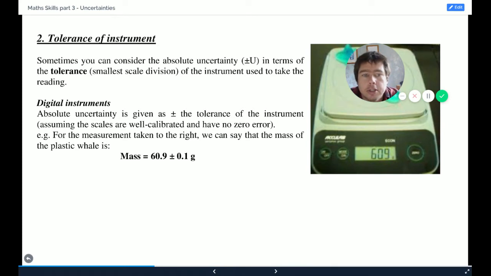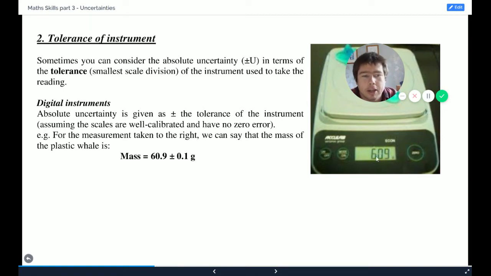With a digital instrument, a balance such as this, the rule that we follow is that the uncertainty is equal to the smallest change that the scale can take. So in this case, if I'm going up in every 0.1 grams, it reads 0.1 grams. So this reads 60.9 grams.